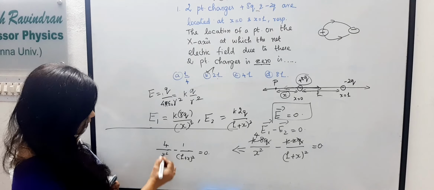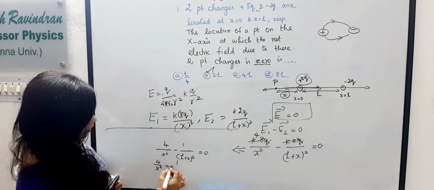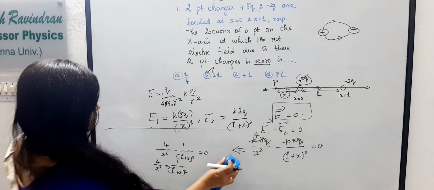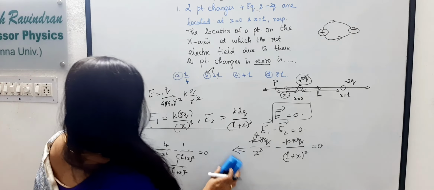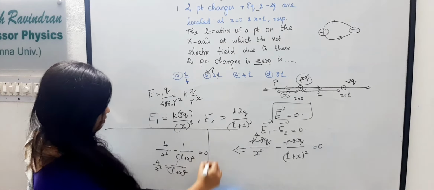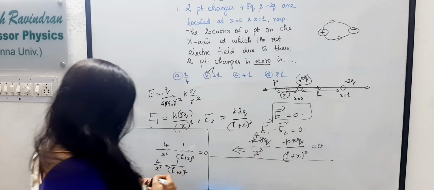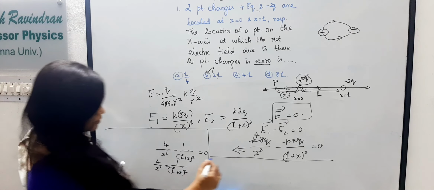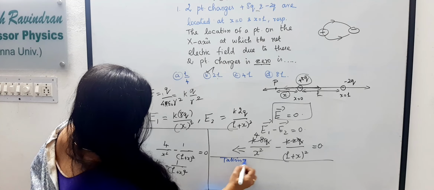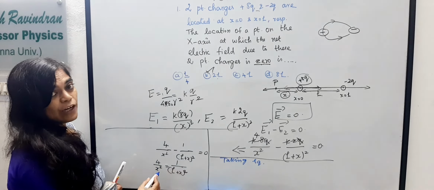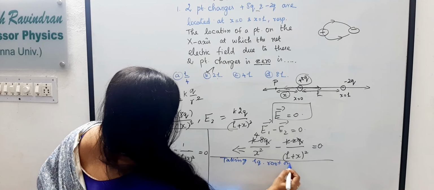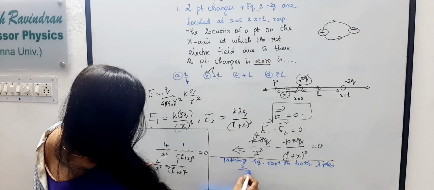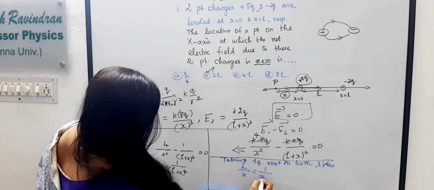So here we can bring 1 by L plus x the whole square to the other side. Then taking square root on both sides, since our purpose is to find the value of x. Then what will it be? Now here it will be 2 by x, that is equal to 1 by L plus x, right?